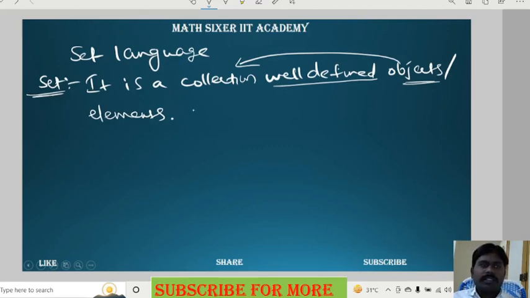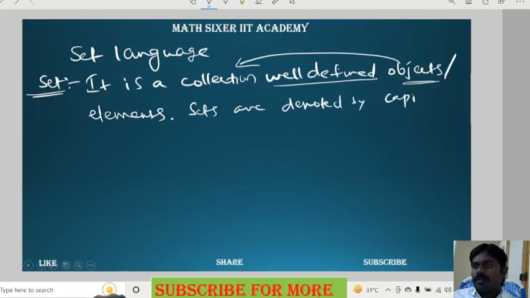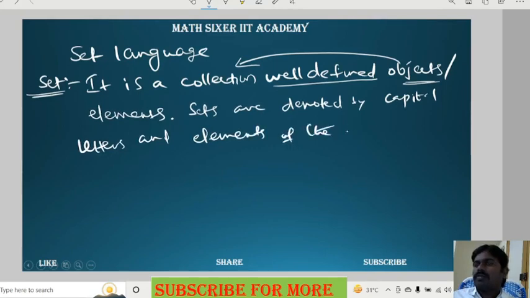Sets are always denoted by capital letters, and the elements of the sets are denoted by small letters.